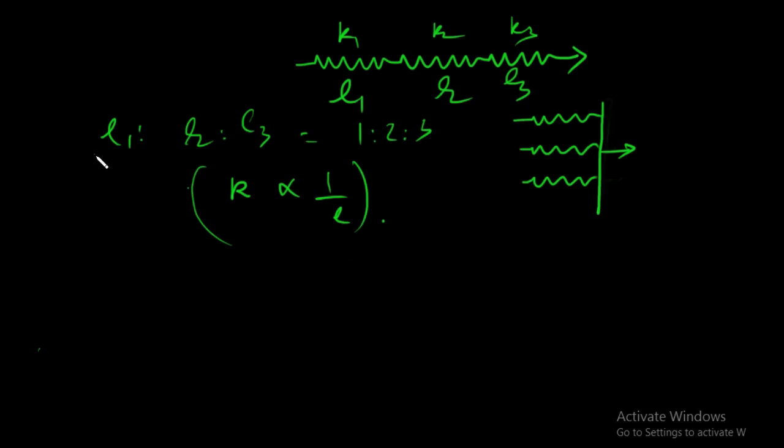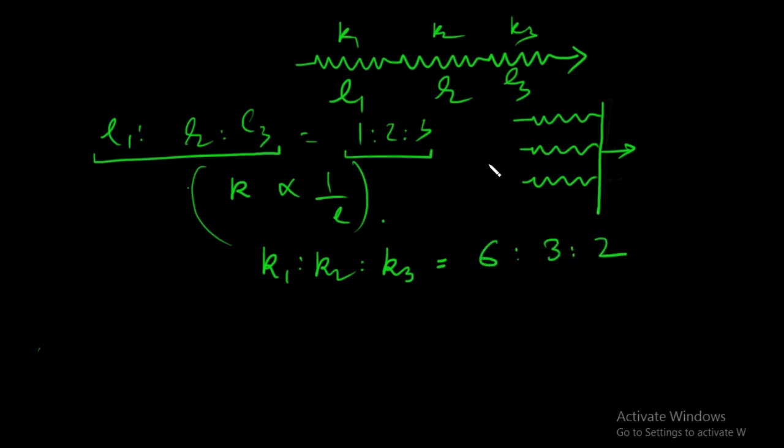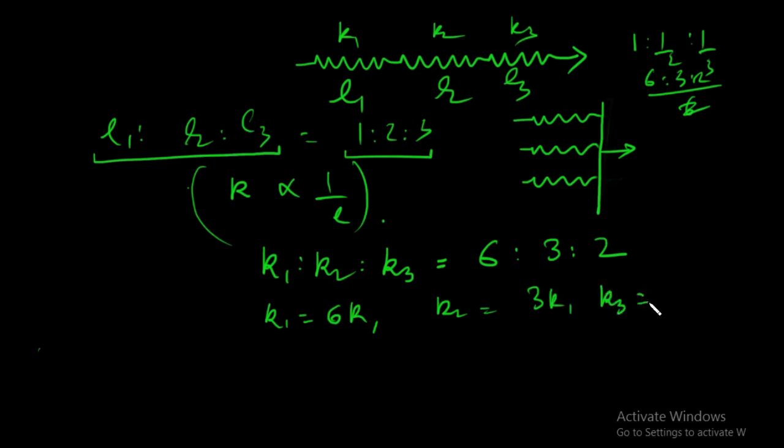Since L1 is to L2 is to L3 is 1:2:3, K1 is to K2 is to K3 would be equal to 6:3:2, taking the LCM. So K1 would be equal to 6K, K2 would be equal to 3K, and K3 would be equal to 2K. Alright, so in series, the displacement matters.